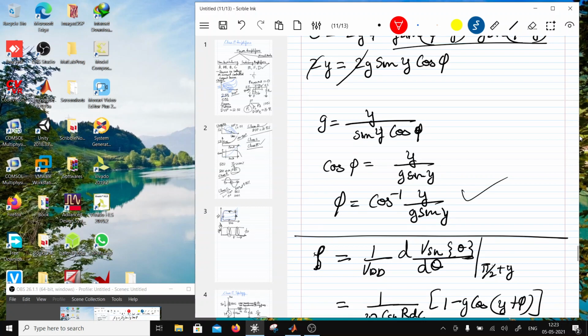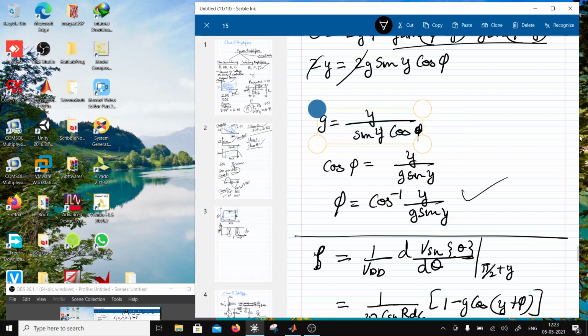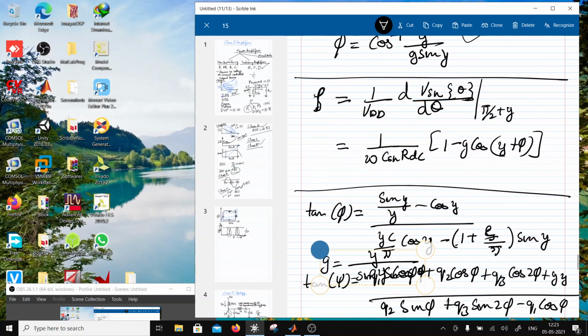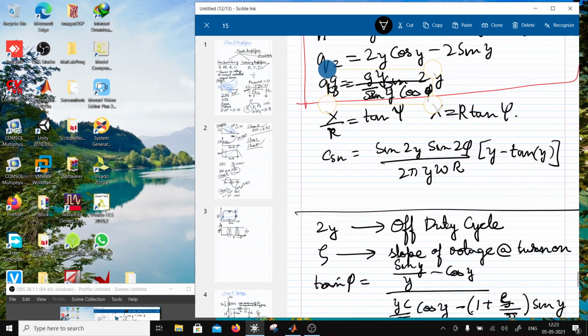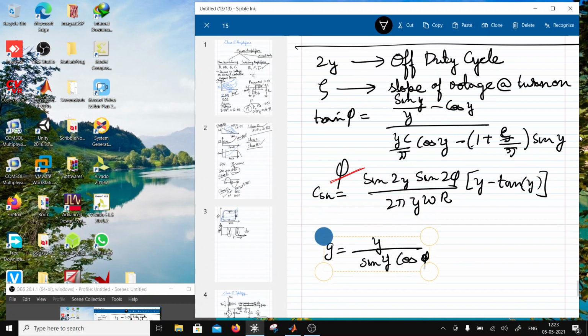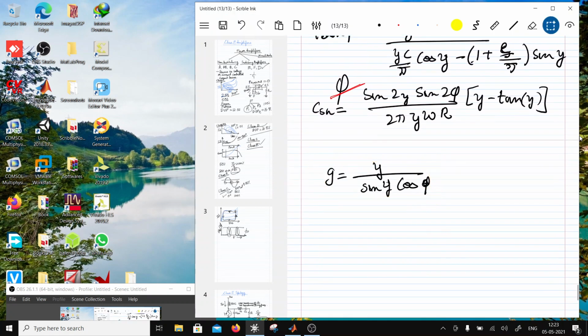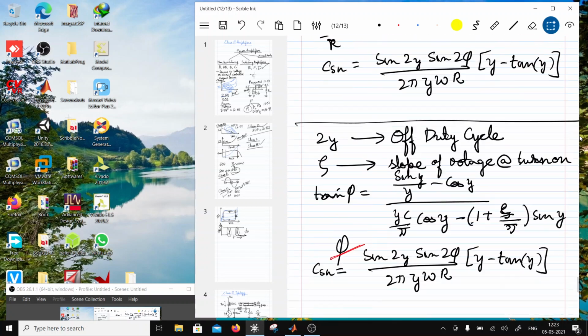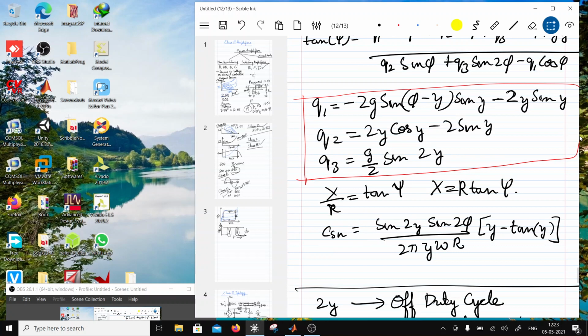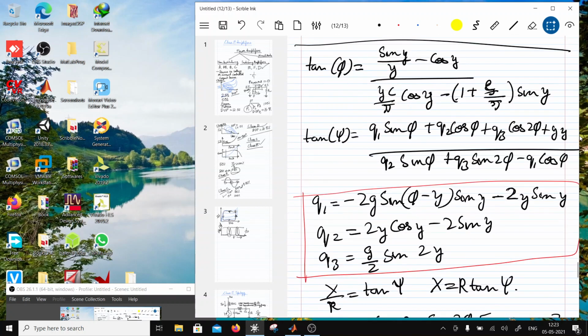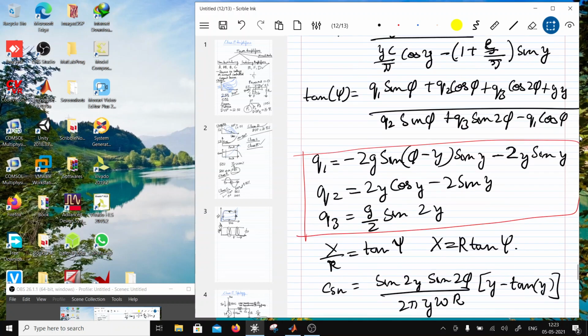So this is g. I am going to copy that. Copy, paste. So this is your g. Once you have your g figured out, what you are going to do is figure out xi. For that you are going to use q1, q2, q3 and phi. So you will be able to figure out xi. Okay, so I will copy this one.